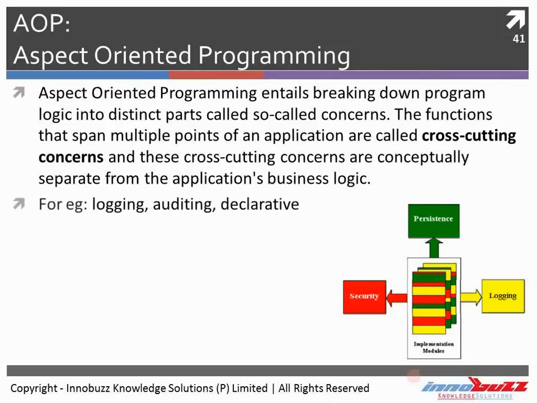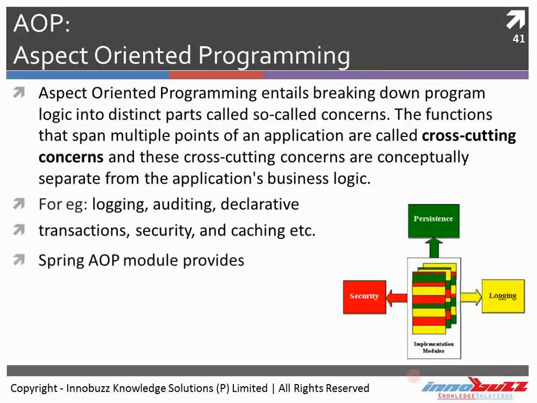For example, if you talk about logging, auditing, declarative transactions, and many more. So all these concerns are achieved using aspect-oriented programming. So to add on, there are transactions, security, and also caching. So all these cross-cutting concerns can be applied to any of the applications. So it can be separated from business logic. So these are the basic concerns which can be applied to your Bean, that is POJOs.